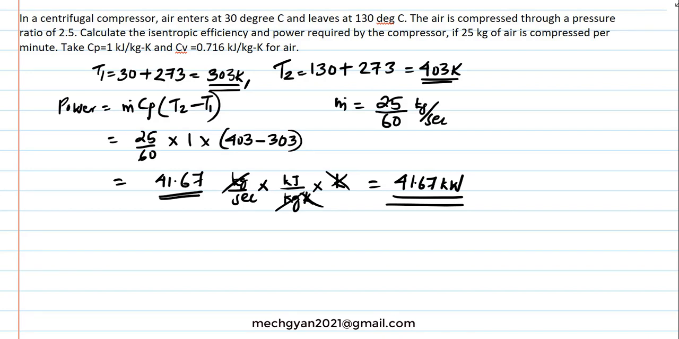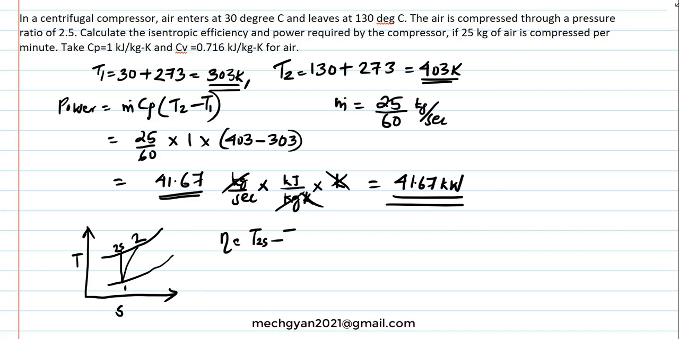Now they have also asked us to find the isentropic efficiency. So we will draw a TS diagram. TS, so let it be 1, this be 2s and this be 2. So isentropic efficiency equal to (T2s minus T1) by (T2 minus T1).